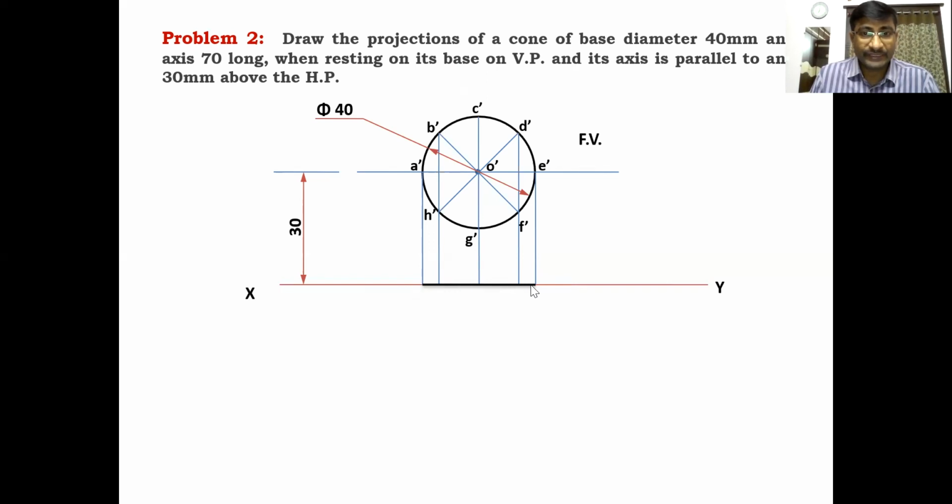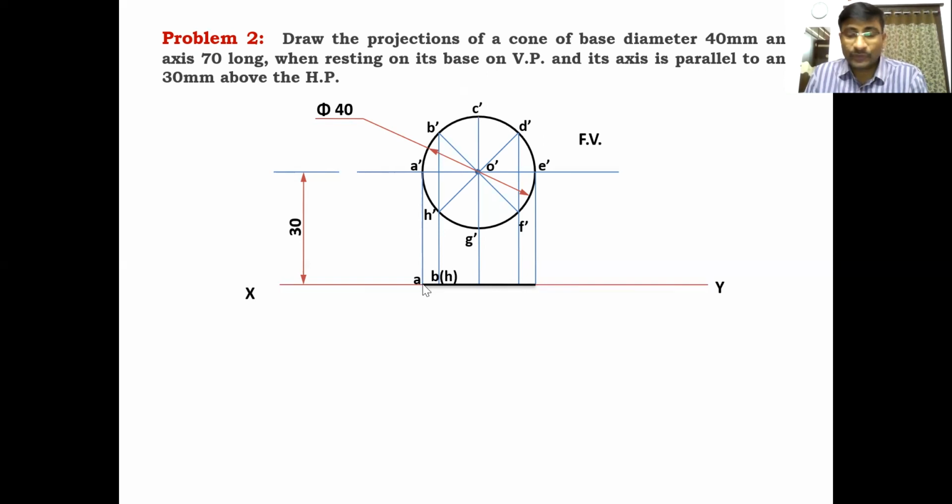The cone base is visible as a line when looking from the top side, when the axis is perpendicular to VP. So after getting the base line, locate the base points. This is A. A is visible when looking from this side. A, B, C, D, E are visible, and F, G, H are invisible. Those points coincide with the B, C, D points: H coincides with B, G coincides with C, and F coincides with D. So I'm locating these points as B of H in the top view. B dash, H dash are the front view points, and the top view points are B of H.